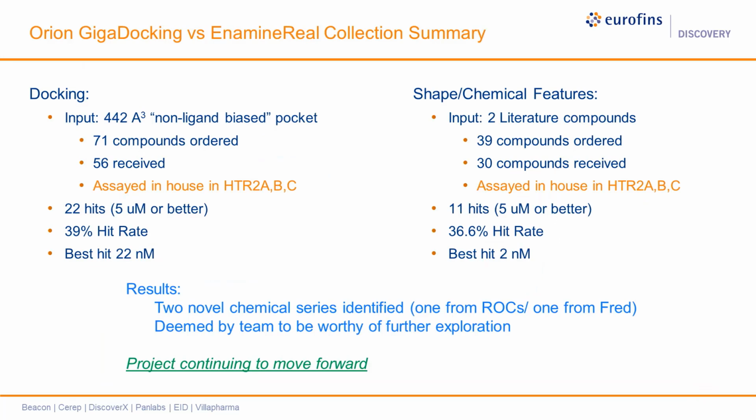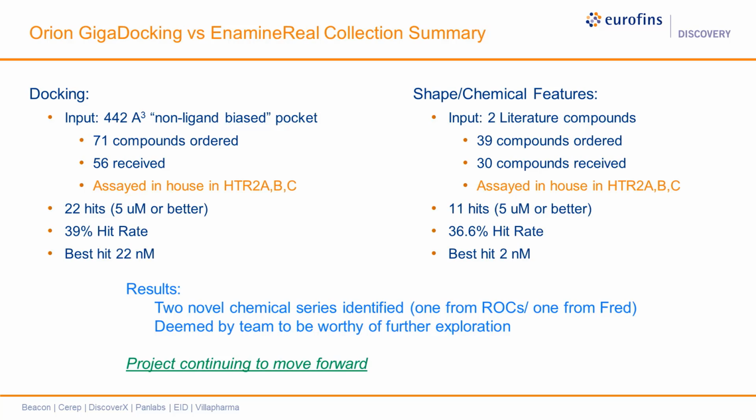So a summary of the overall experiment. For docking, the input was this 442 cubic angstrom non-ligand biased pocket. We ordered 71 compounds. We received 56 of them. And the difference there is, one of the great things about this Enamine REAL collection is they haven't made all these compounds yet, but they think that they can make them based on the chemistry they have.